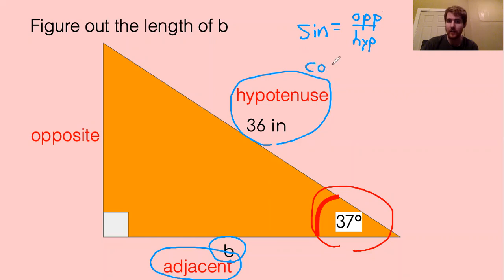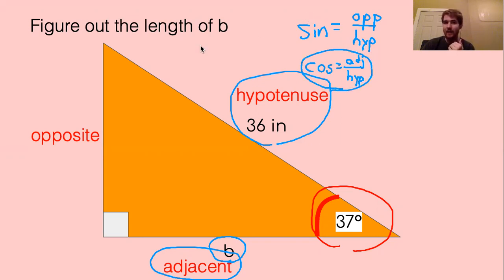Cosine is equal to the adjacent side, and again, you can find this in your notes, you don't need to memorize it, divided by the hypotenuse. This looks much better for us. It's got the adjacent and the hypotenuse, so this is what we are going to pick.